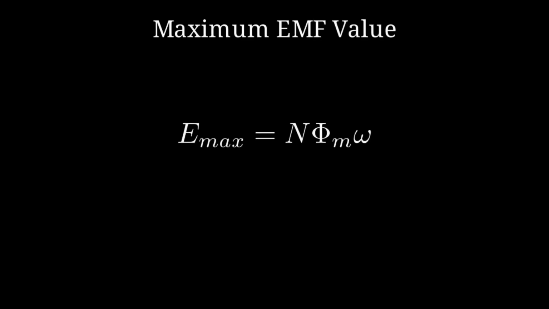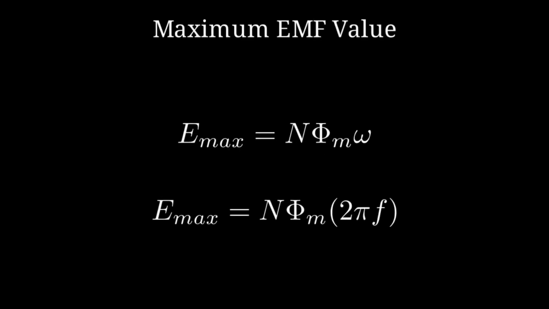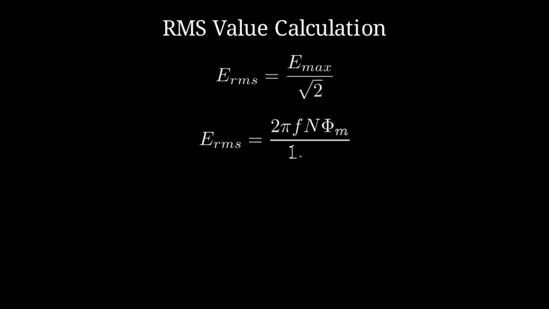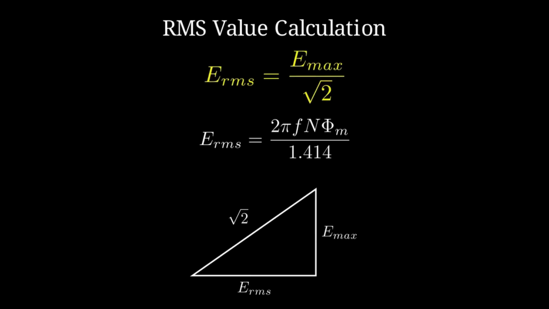The maximum value of the induced EMF occurs when the cosine term is at its peak. Therefore, Emax equals N times Φmax times 2 pi times the frequency, where f is the supply frequency in Hertz. In AC circuits, we use the root mean square, or RMS value, for practical calculations. We find the RMS voltage by dividing the maximum EMF by the square root of 2, which is approximately 1.414.